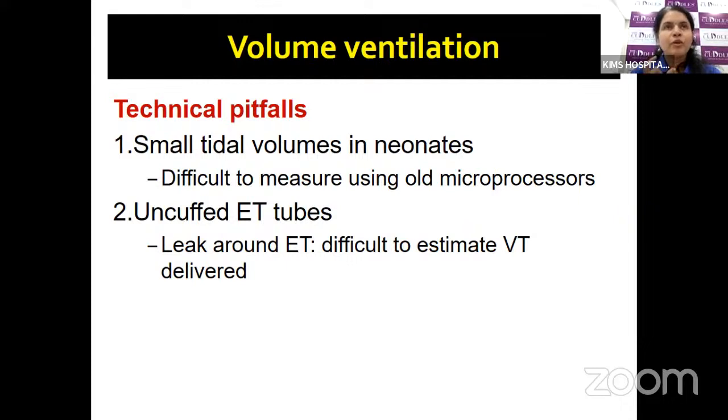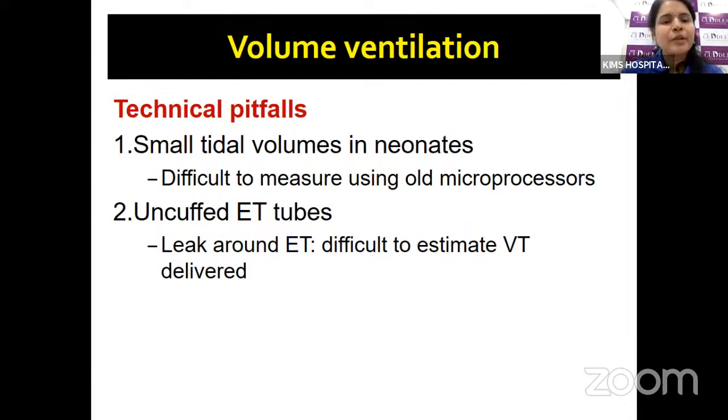So for example, if you are ventilating a 600-gram newborn and you want to target a tidal volume of 5 ml per kg, the volume that needs to be delivered in each breath is going to be 3 ml. So this is very difficult to measure in conventional flow sensors, which may not be precise enough to measure volume in decimal digits, like 0.1, 0.2 ml.